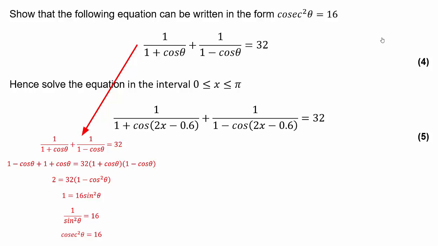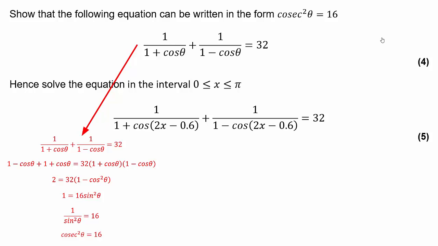I've realised that the minus cos and the plus cos cancel on the left-hand side, and the 1 plus 1 equals 2. And on the right-hand side, I've expanded those out and realised that it's a difference of 2 squares. So that gives me that one. So we get 2 equals 32 times (1 minus cos squared theta). And then, of course, 1 minus cos squared is equal to sine squared. And we can also divide by 2. So that gets us 1 over 16. Sorry, 1 equals 16 sine squared.